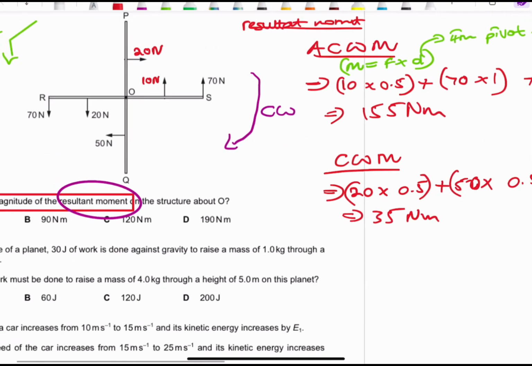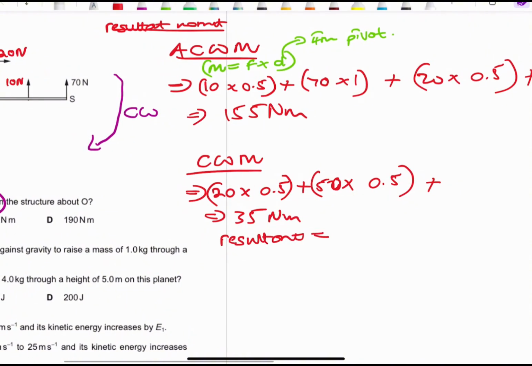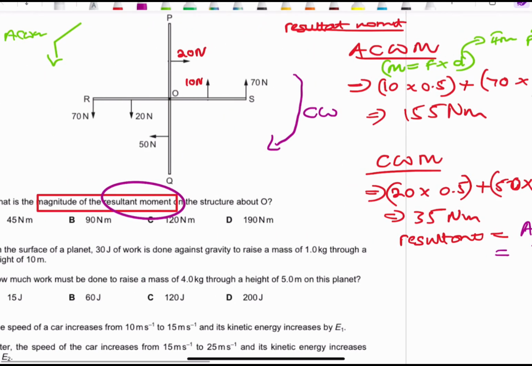Okay, so the resultant will just be the difference, right? So the resultant will be anti-clockwise subtract clockwise, which will be 155 subtract 35, which will be 120 Newton meters. 120, which is going to be C. Okay, so the answer is going to be C. Very important.